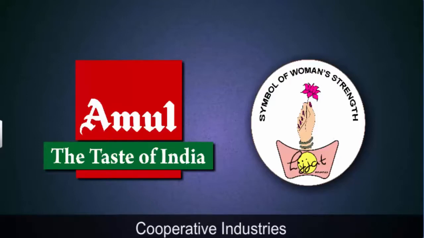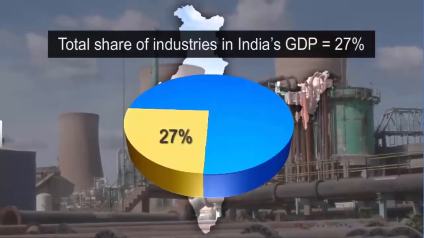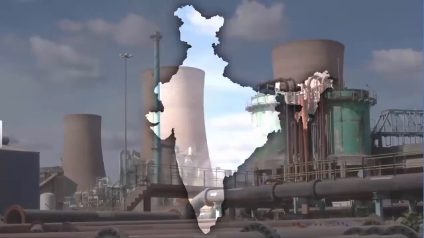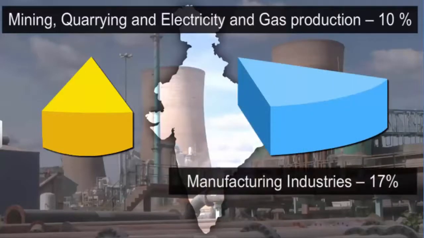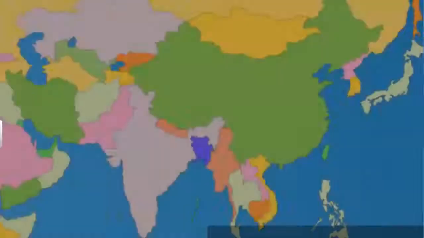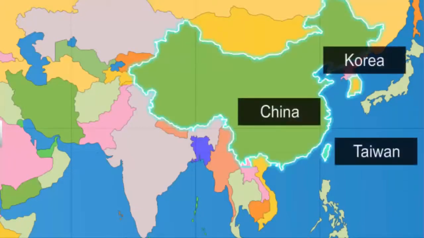The total share of industries in India's GDP is 27%, out of which 10% comes from mining, quarrying, and electricity and gas production activities. Manufacturing industries contribute only 17% to our GDP. This is much lower in comparison with Southeast Asian economies, where manufacturing accounts for 25 to 35% of the GDP.